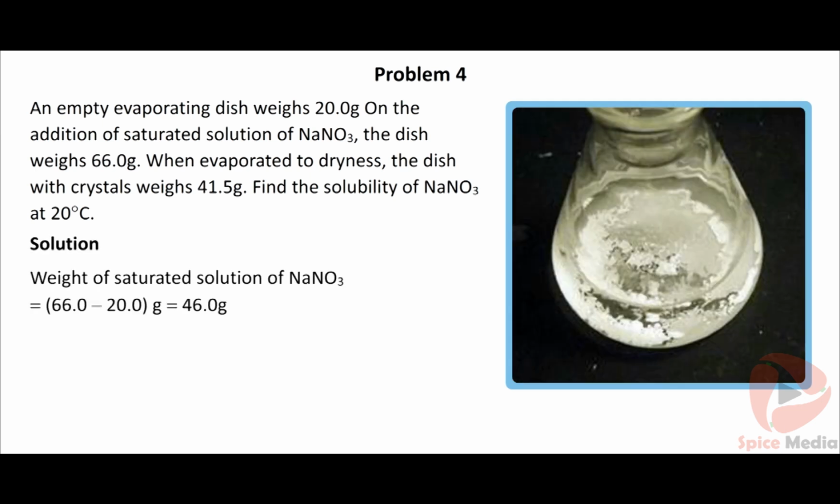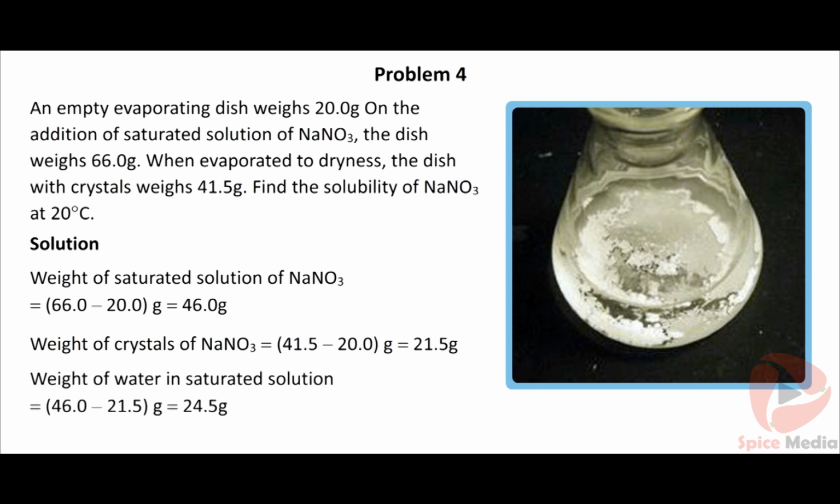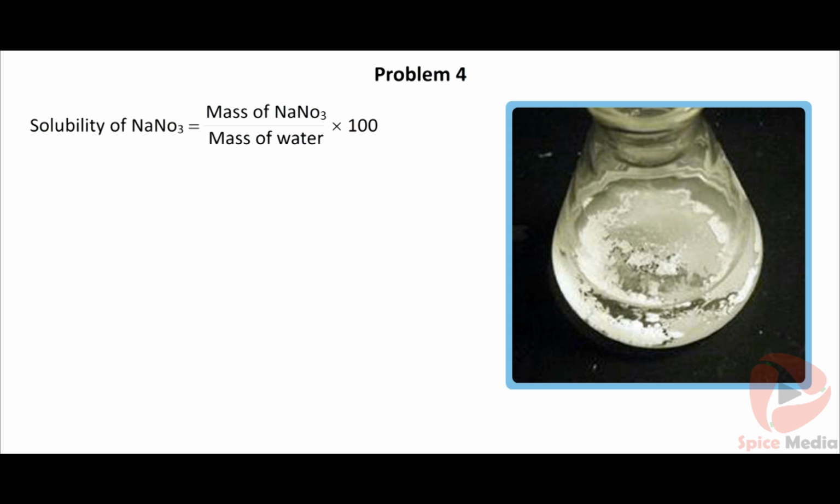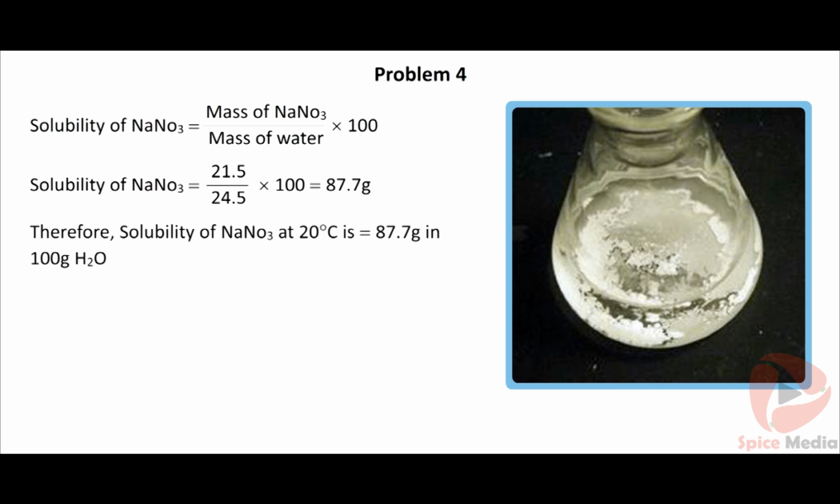Weight of saturated solution of NaNO3 is equal to 66.0 minus 20.0 grams, which is equal to 46.0 grams. Weight of crystals of NaNO3 is equal to 41.5 minus 20.0 grams, which is equal to 21.5 grams. Weight of water in saturated solution is equal to 46.0 minus 21.5 grams, which is equal to 24.5 grams. Solubility of NaNO3 is equal to weight of NaNO3 by weight of water into 100, which is 21.5 by 24.5 into 100, equal to 87.7 grams. Therefore, solubility of NaNO3 at 20 degrees Celsius is 87.7 grams in 100 grams H2O.